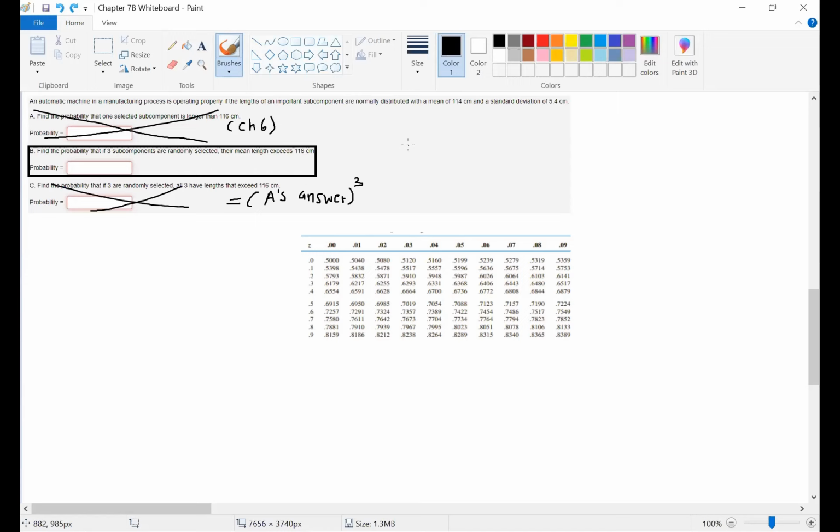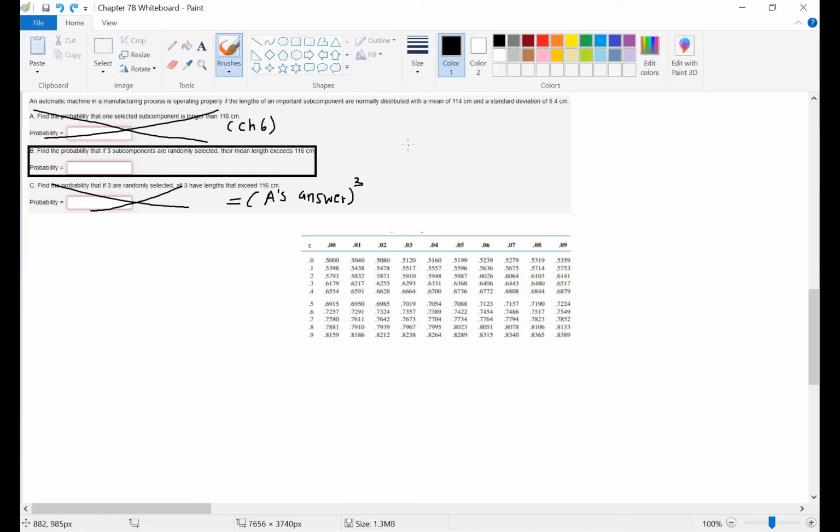So supposedly these subcomponents are supposed to have a mean of 114 centimeters. Yes, these are centimeters, not inches, because the entire rest of the world does not use the imperial system. Wake up, sheeple. And we have a standard deviation of 5.4 centimeters.